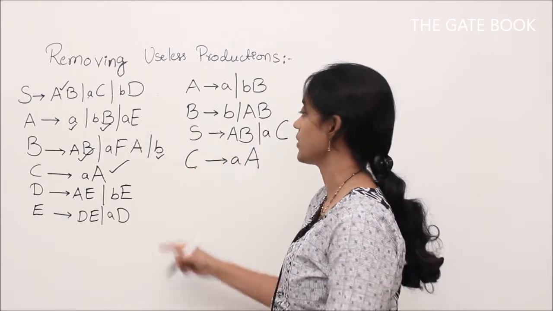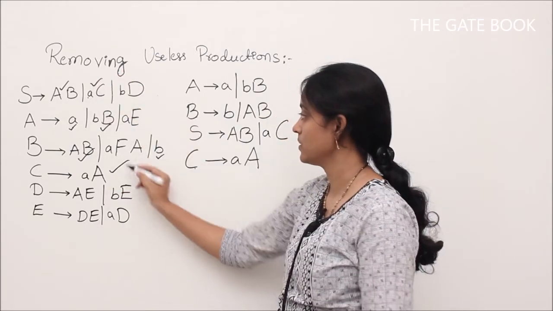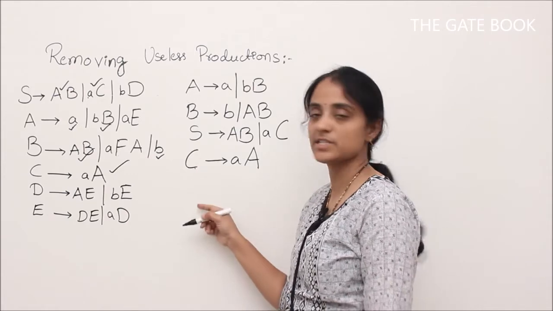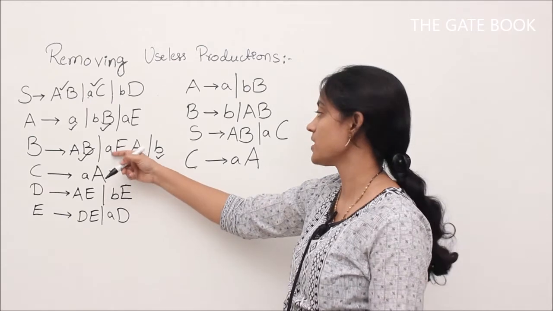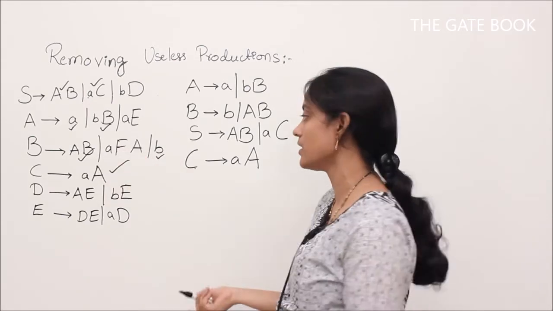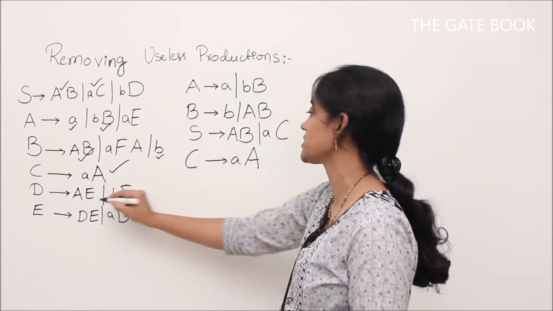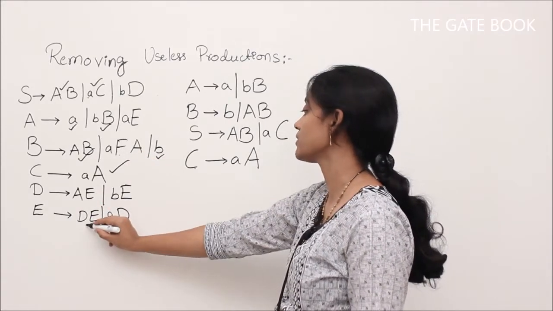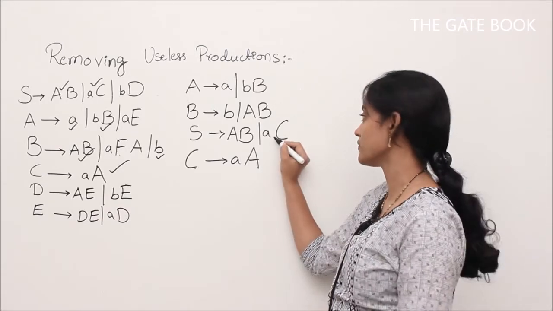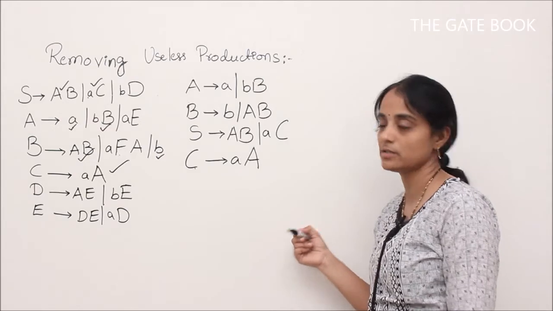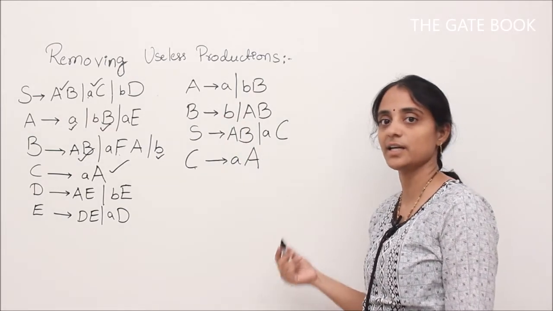What about AD? We haven't added D, so we should not add. What about AE? No. What about AFA? No. F is not there, so we should not add. Though we have A, we should not add AFA because we don't know whether F can derive a terminal or not. So we should not include this production, and these two also we should not include, and these two also. Now again we need to check one more round because recently we have added some production. So it's better to check one more time whenever we are adding something in that iteration.